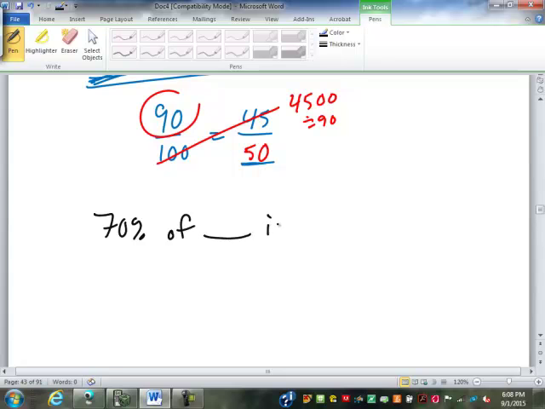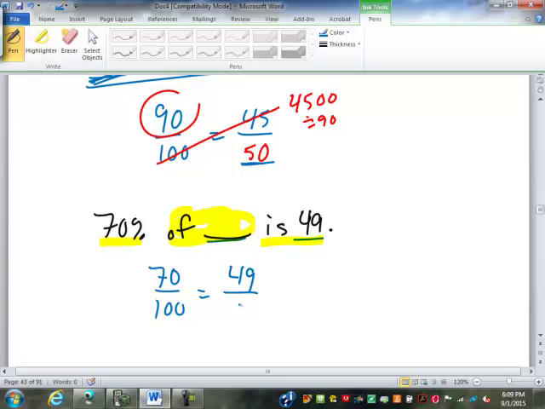70% of blank is 49. So once again, we have the percent. We'll start with the percent. 70% is 70 over 100. On the other side, we have the missing number, and we have 49. Which one goes with the 70? $49, perfect. If we cover up our missing number, 70% is 49. Makes sense. The 49 matches up with the 70. So our missing number is on bottom.